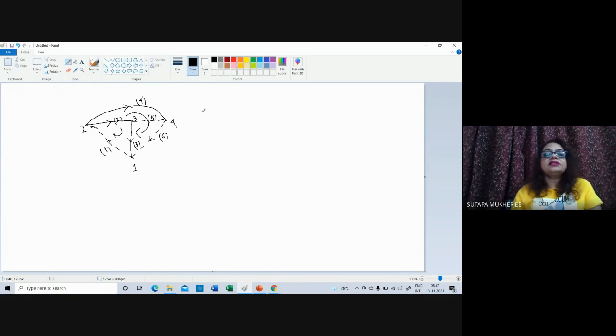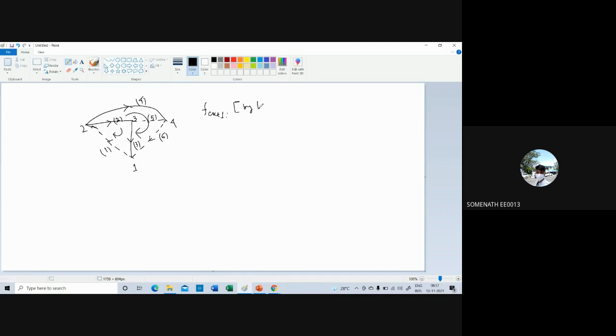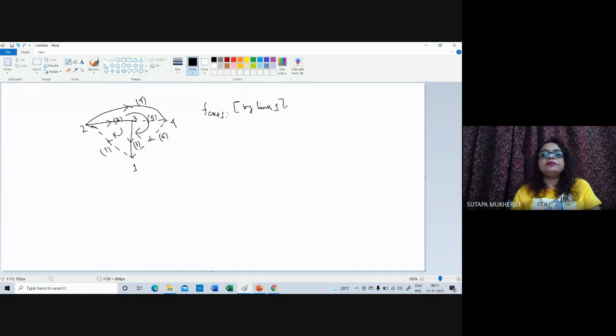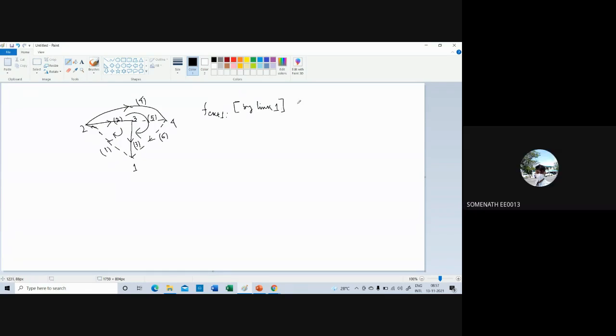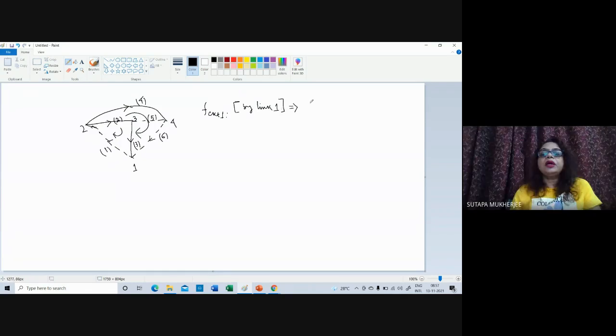So what are the links here? On the basis of the number of links, name of the link, I will write your fundamental circuit. This is by link 1. Hey, mute yourself. Noise is creating. So by link 1, what are the branches? Anybody can tell me? By link 1, what are the branches associated with link 1 in a particular loop which contains link 1?